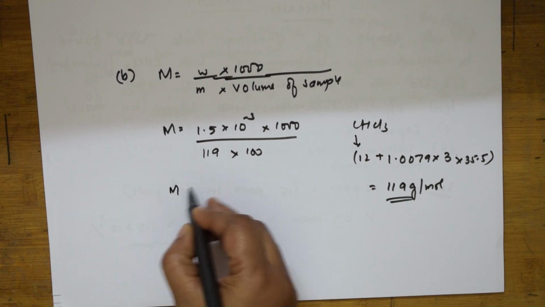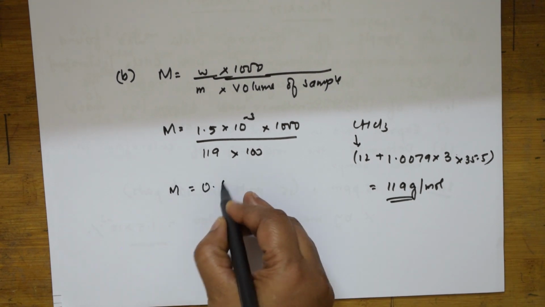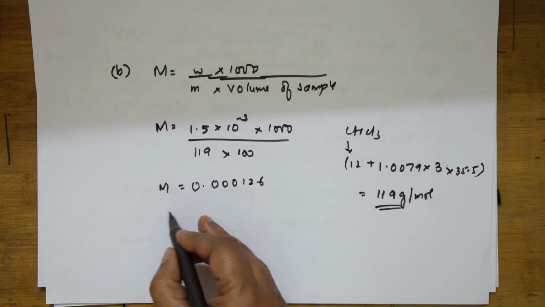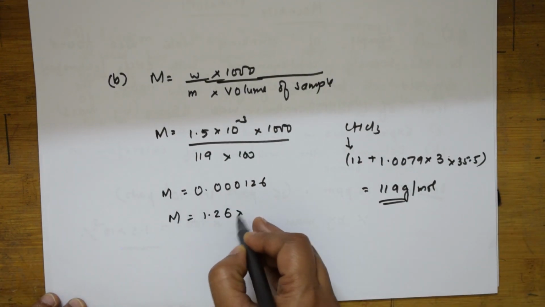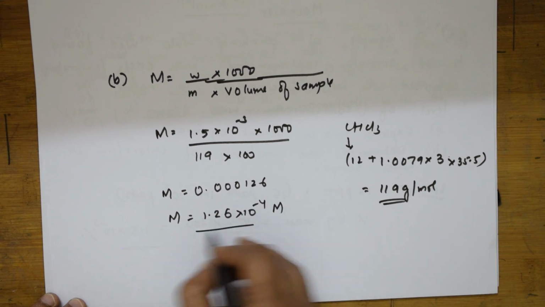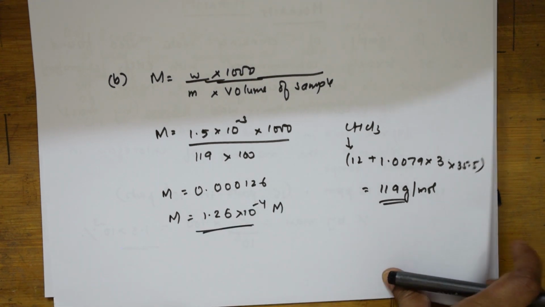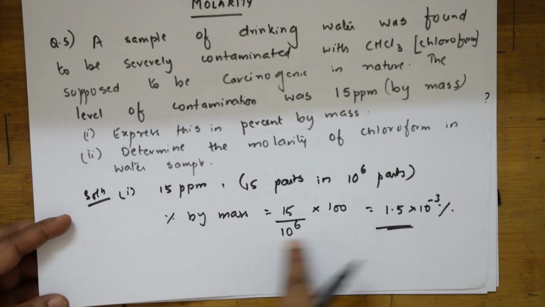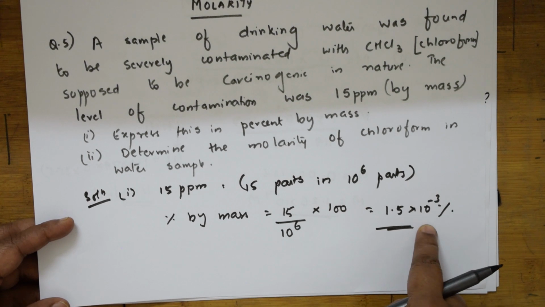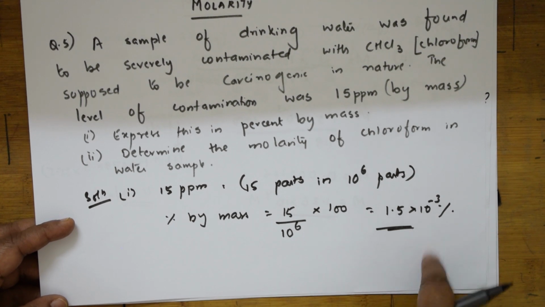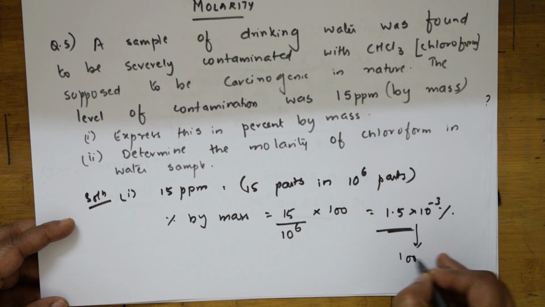When I solve this molarity, I get an answer of 0.000126. Further, if I have to write, molarity is equal to 1.26 into 10 raised to the power of -4. Hope this is clear to you all. They've given parts per million. First, you need to convert the parts per million. This is nothing but, as I said, 1.5 into 10 raised to the power of -3 percentage. When you write in grams, it's 1.5 into 10 raised to the power of -3 grams present in 100 grams. The same concept I've applied there also, right?